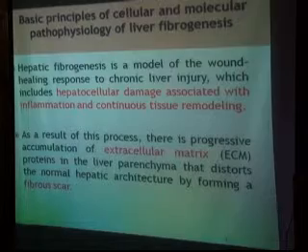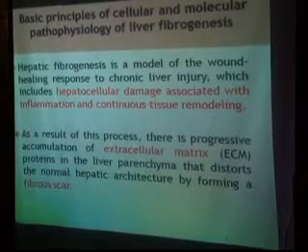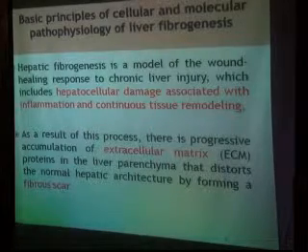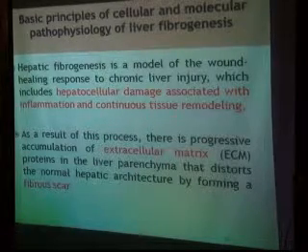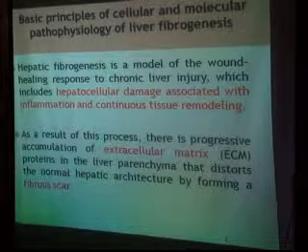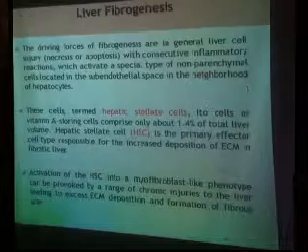Hepatic fibrogenesis includes hepatocellular damage associated with inflammation and continuous tissue remodeling. As a result of this process, there is a progressive accumulation of extracellular matrix in the parenchyma, which distorts the normal architecture of the liver and causes the formation of a fibrous scar.